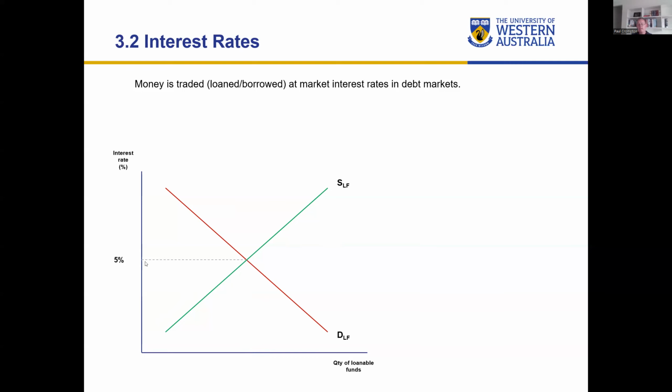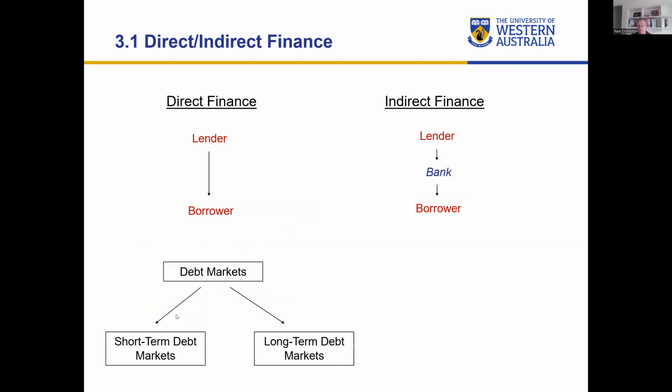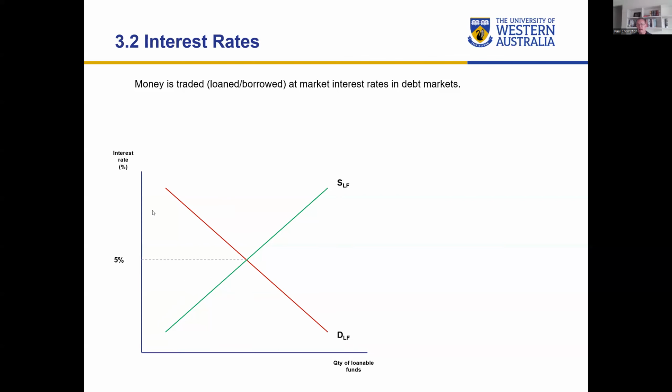Now, with this interest rate of 5%, it's important to understand that this is an annual equivalent interest rate, or an annualized interest rate. So let's just imagine we're talking about short-term debt markets now, and let's just assume that this market for money, this market for loanable funds, is a 90-day market. So if you want to lend money for 90 days in Australia, you can go into this market. If you want to borrow money for 90 days in Australia, you can go into this market.